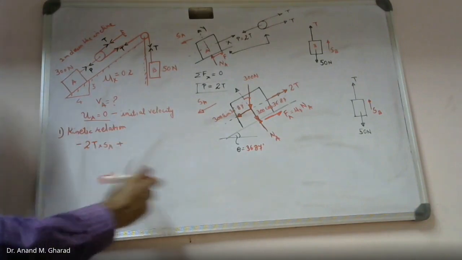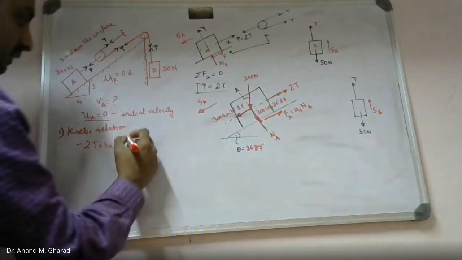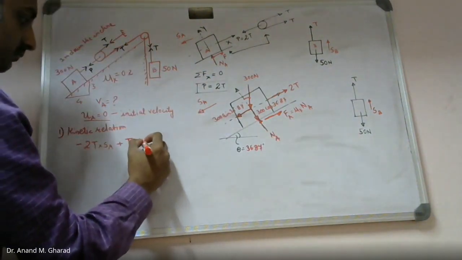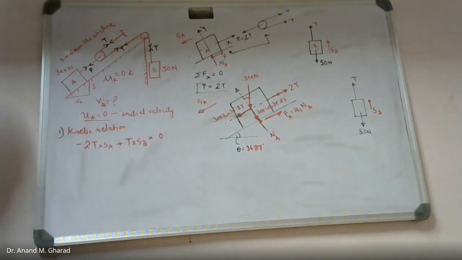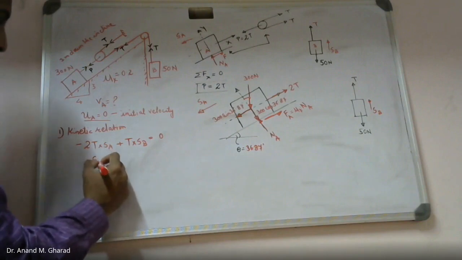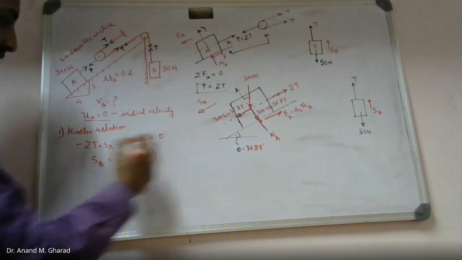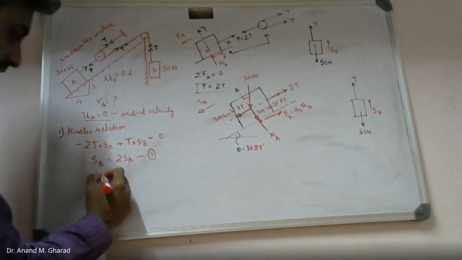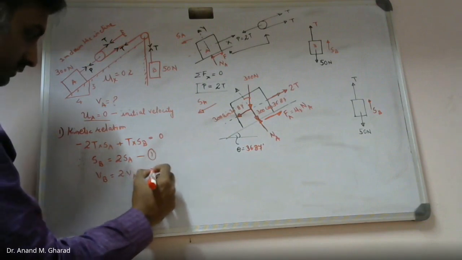Then for block B, displacement and the force are in the same direction, so this will be positive work done, equated to 0. Okay? Therefore, what do we get? SB equal to 2 times SA. This is equation 1. Or I can write it as VB equal to 2 times VA. This is equation 2.